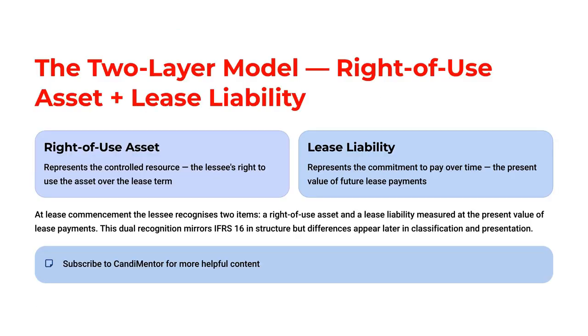The two-layer model. Right-of-use asset plus lease liability. At lease commencement, the lessee recognizes two items: a right-of-use asset and a lease liability measured at the present value of lease payments. The right-of-use asset represents the controlled resource. The lease liability represents the commitment to pay over time. This dual recognition mirrors IFRS 16 in structure, but differences appear later in classification and presentation.